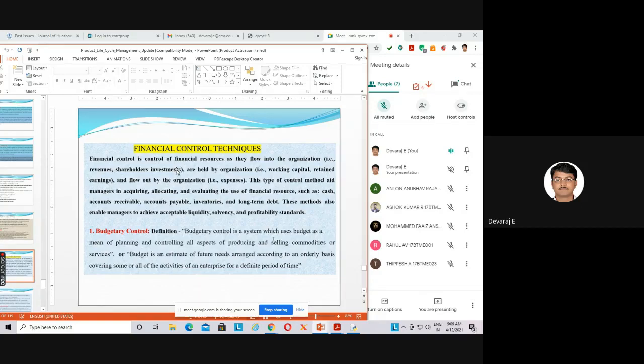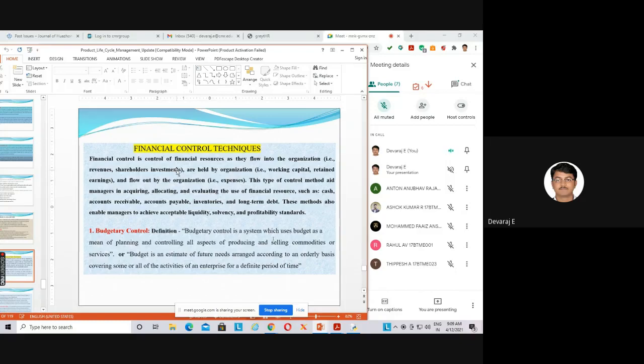Then first, what are the techniques we have to control the finance? The first one is budgetary control. Budgetary control is a system which uses budget as a means of planning and controlling all aspects of producing and selling the products or service. So this is the definition of budgetary control.